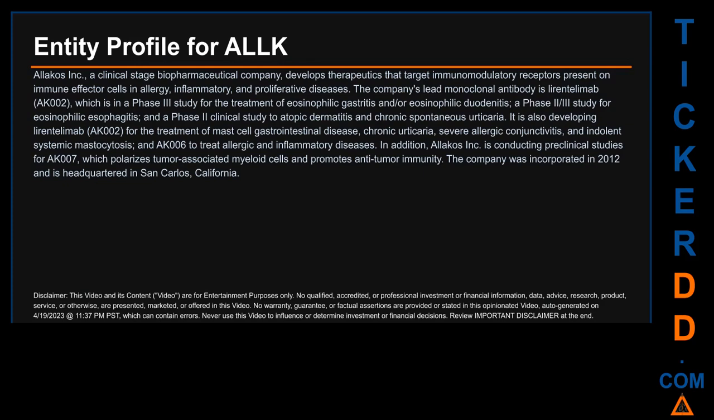AK002, which is in a phase 3 study for the treatment of eosinophilic gastritis and/or eosinophilic duodenitis, a phase 2/3 study for eosinophilic esophagitis, and a phase 2 clinical study to atopic dermatitis and chronic spontaneous urticaria. It is also developing lirentelimab, AK002, for the treatment of mast cell gastrointestinal disease, chronic urticaria, severe allergic conjunctivitis, and indolent systemic mastocytosis, and AK006 to treat allergic and inflammatory diseases.